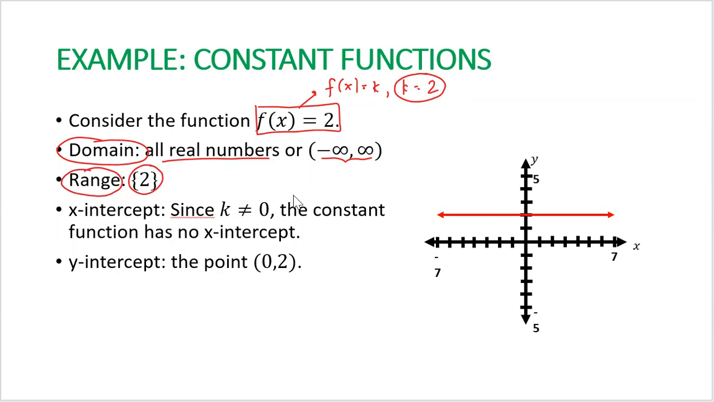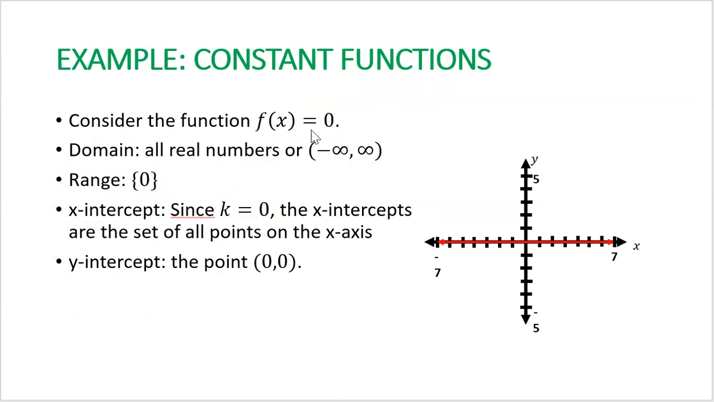Now since the value of k is 2, which is not 0, then there's no x-intercept for this constant function. And then the y-intercept is just 0 comma k, where k is equal to 2. So as you can see from the graph here, it's a horizontal line passing through the y-intercept 0 comma 2. And since this line doesn't intersect the x-axis, then it is verified that the function doesn't have an x-intercept.